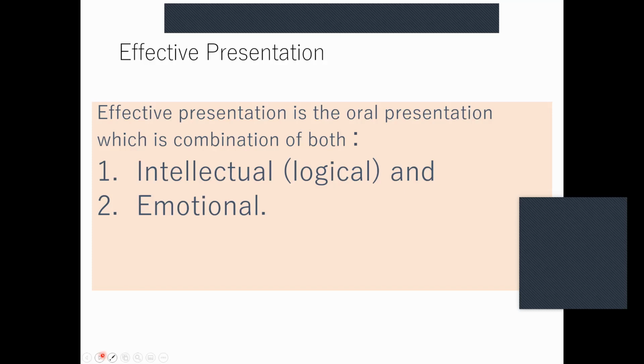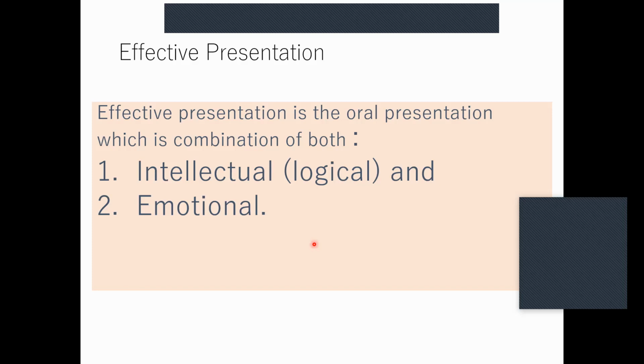The intellectual or logical part is as important as the emotional part. Because when you give a presentation, your main objective is that the people who are listening to you will listen very carefully, or they will find some interest in what you are talking about. Let's look at their slides. Let's look at this. They become more interested in your presentation. That is very, very important.